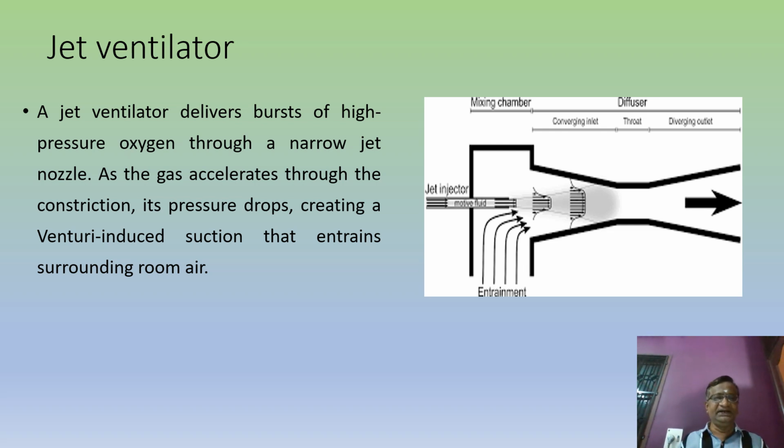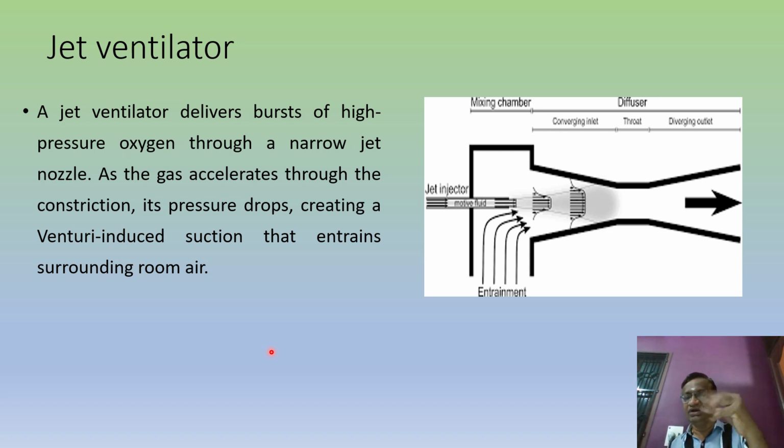What is a jet ventilator? Now we assume a nebulizer. Now we are going to the jet ventilator. It delivers bursts of high pressure oxygen through a narrow jet. As the gas accelerates through the constriction, pressure drops, so there is an entrainment, and it entrains surrounding air.